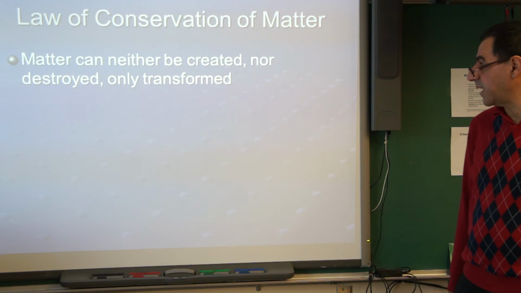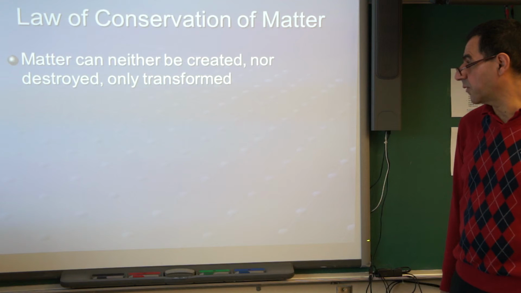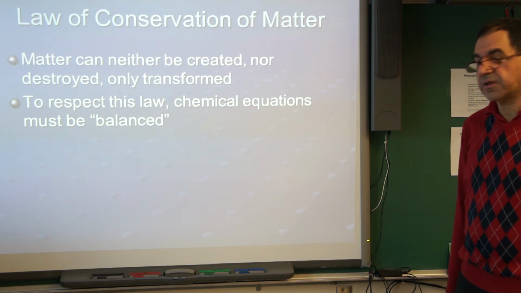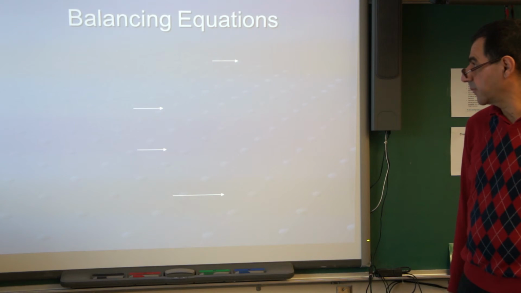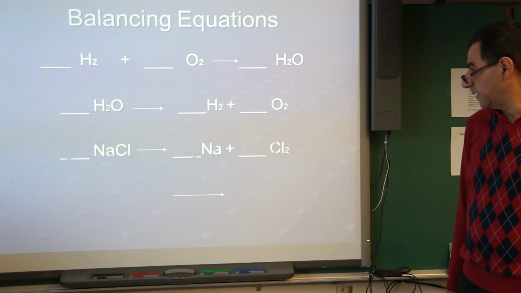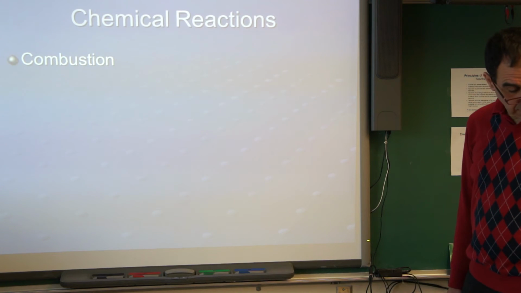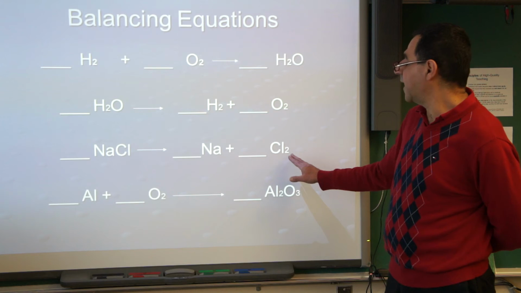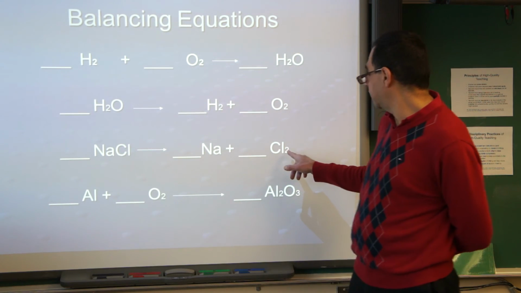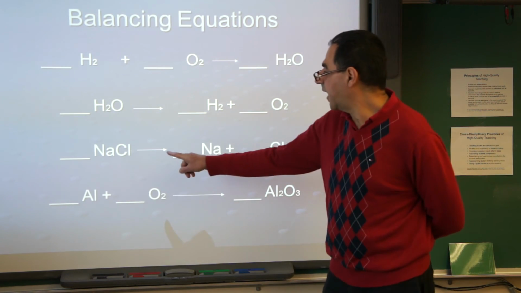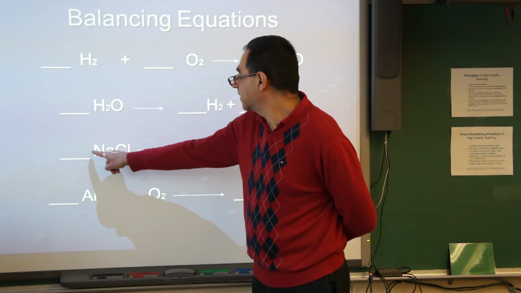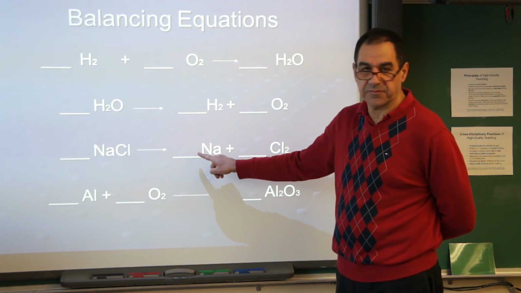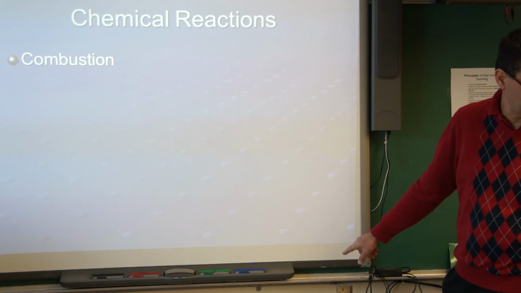Law of conservation of matter: matter can neither be created nor destroyed, only transformed. To respect that, chemical equations must be balanced. So for example, these are balanced equations. To balance such equations, I must make sure that I have the same number of atoms on the left. For example, there are 2 chlorine atoms on the right, so I would need to put a 2 in front of this molecule. Now there are 2 sodiums, and then I would have to put a 2 in front of the sodium on the right to balance it.